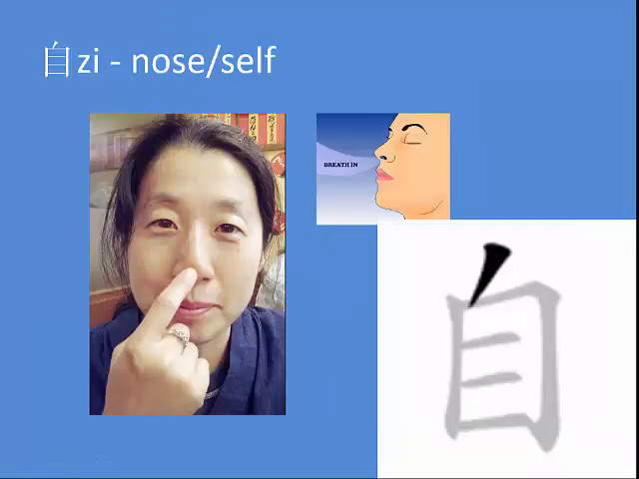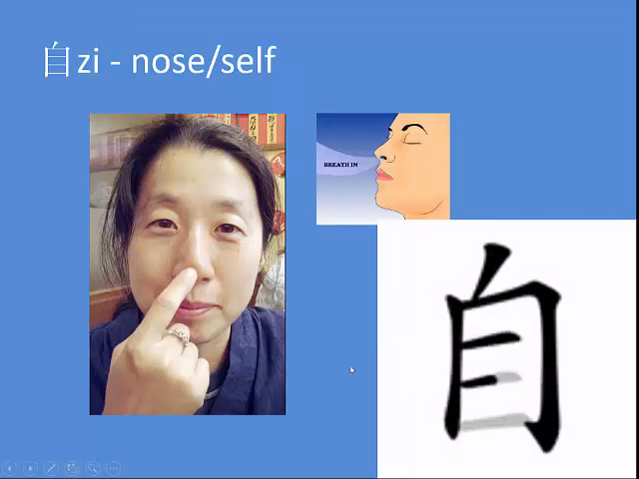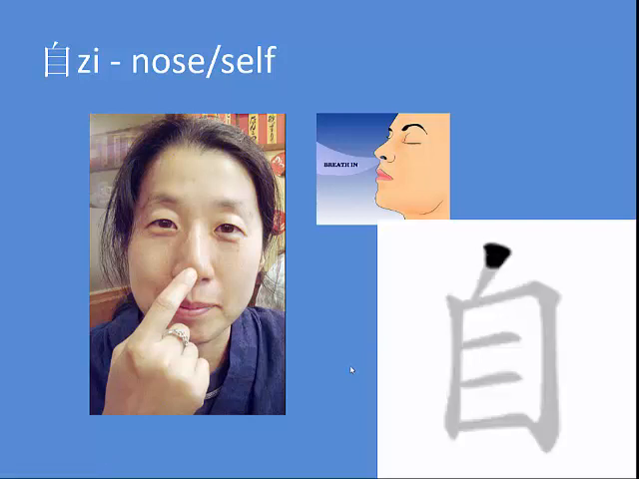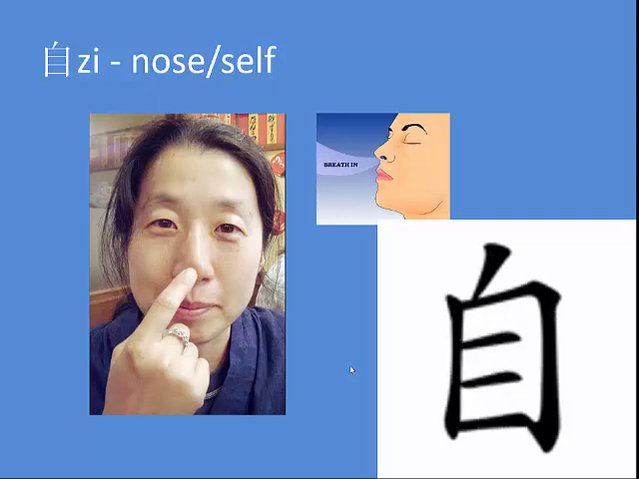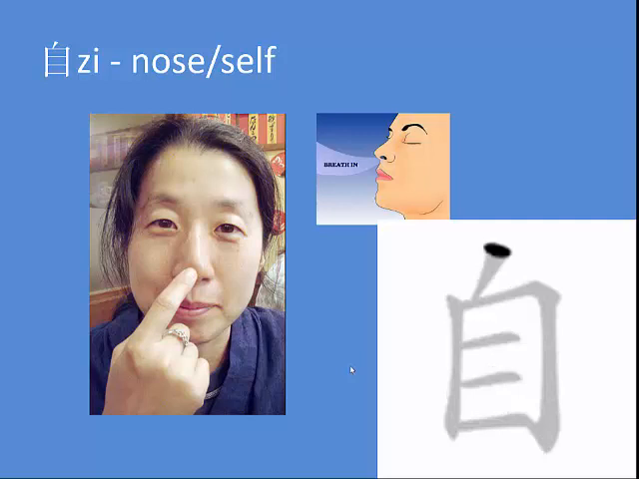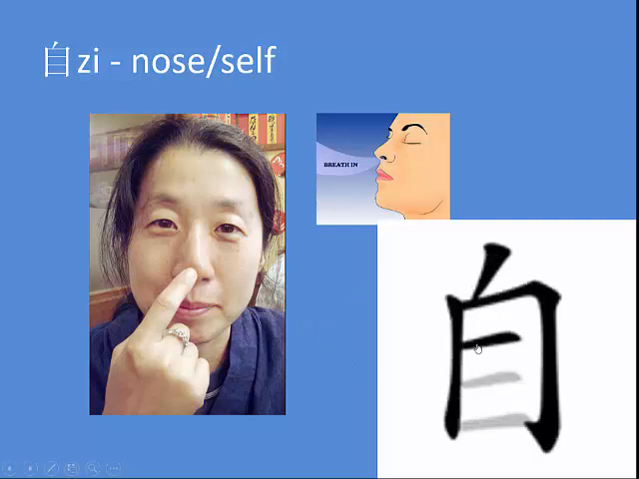Next is the nose radical, which looks like the eye radical with an extra dot on top. Now this is also the radical for myself, because when Chinese people say myself, they don't thump their chest like a Westerner, they point to their nose, because the nose is where you breathe in, and that's the source of life, air, and so that's how you say self. And so this has two meanings, nose and self.